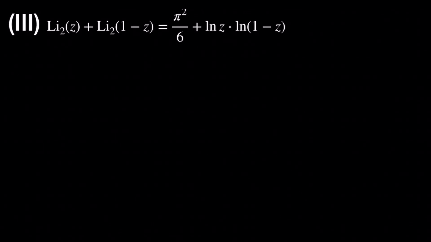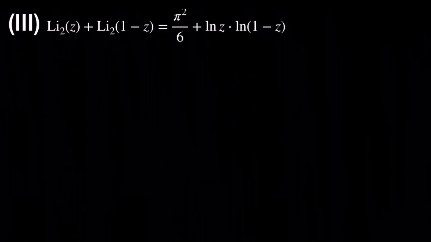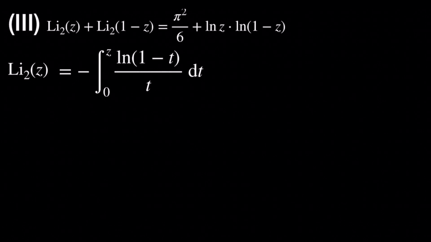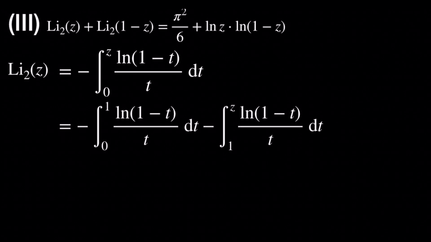The third identity is Li2 of z plus Li2 of 1 minus z equals pi squared over 6 plus log of z times log of 1 minus z. Okay, so we're going to start with Li2 of z. So that's the definition. And then we're going to split the integral from 0 to 1 plus the integral from 1 to z. Now the first integral is simply Li2 of 1. And Li2 of 1 we know is theta of 2, which is pi squared over 6.